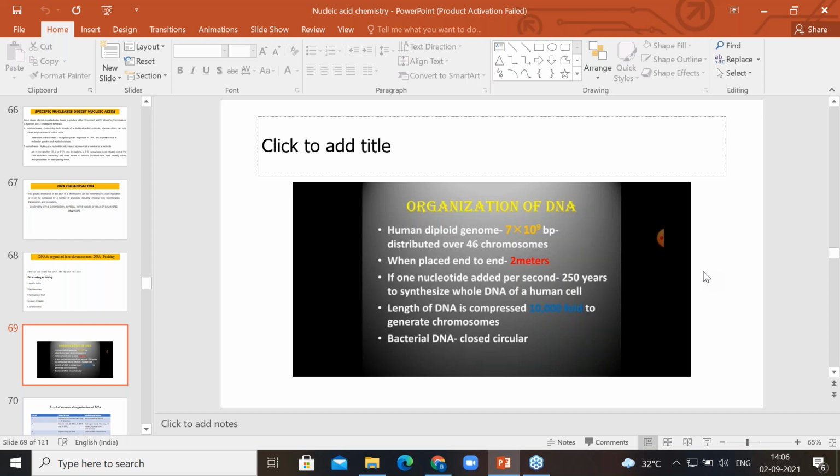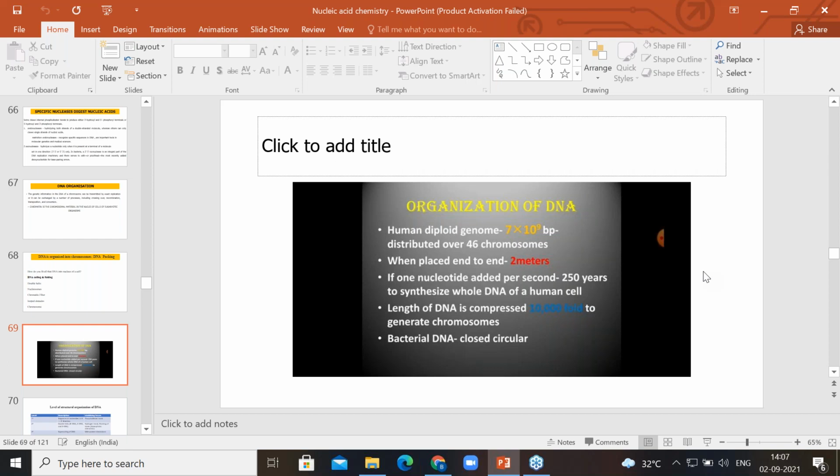And when it is placed end to end, अगर हम इस पूरे chromosome को खोलें तो the length will be around 2 meters. If one nucleotide is added per second, then it will take around 250 years to synthesize the whole DNA of the human cells. So see how all these processes are so well coordinated and so fast. Otherwise, अगर एक सेकंड में हम एक न्यूक्लियोटाइड ऐड करें तो 250 साल लग जाएंगे एक डीएनए मॉलिक्यूल बनाने में. And the length of the DNA is compressed 10,000 fold to generate chromosomes.